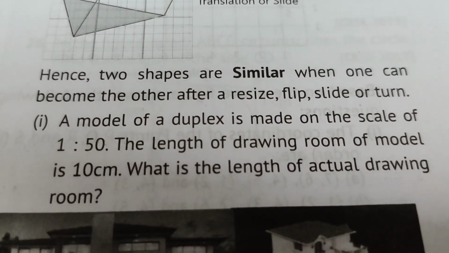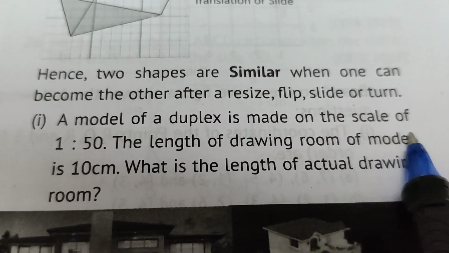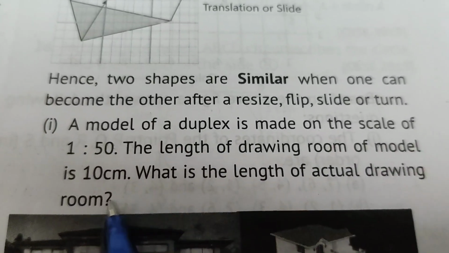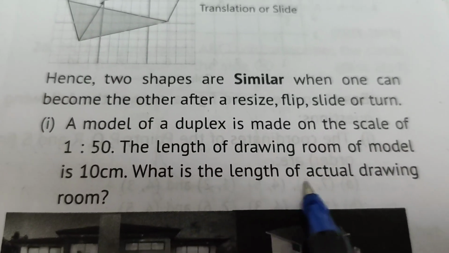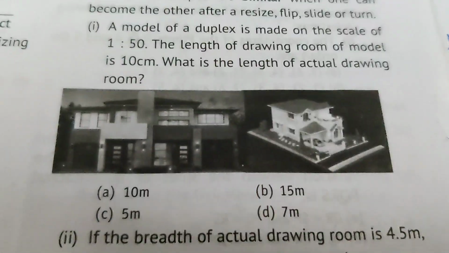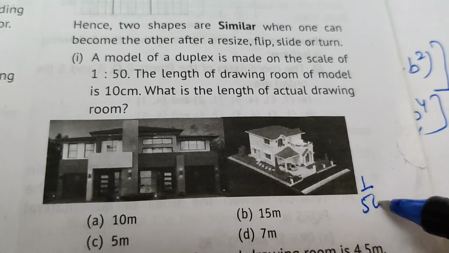Now question number 1: a model of a duplex is made on the scale of 1:50. The length of the drawing room of the model is 10 centimeter. What is the actual length of the actual drawing room? The scale factor is 1:50.